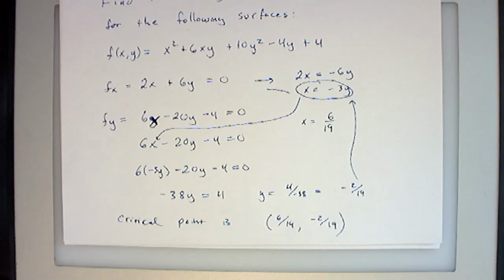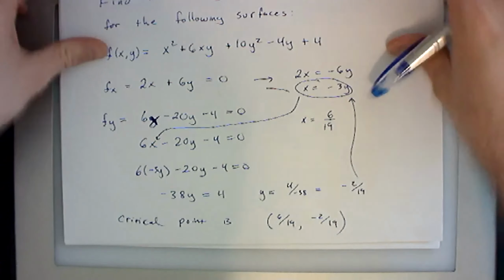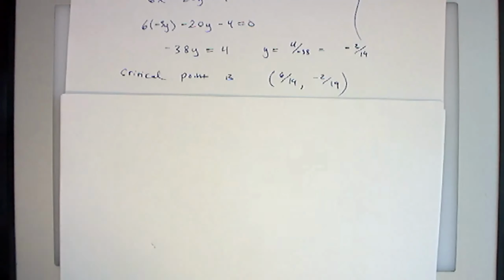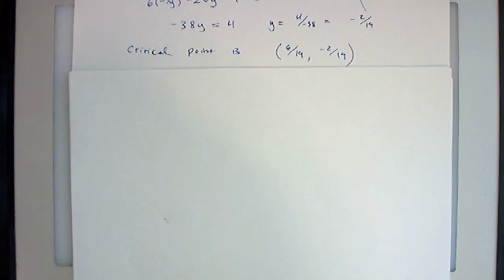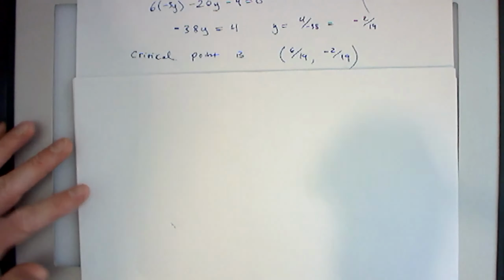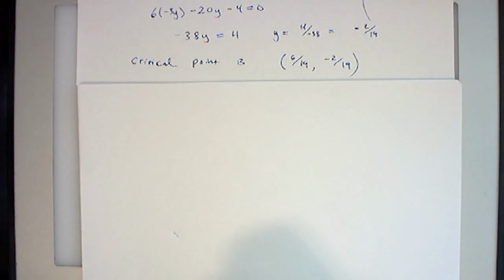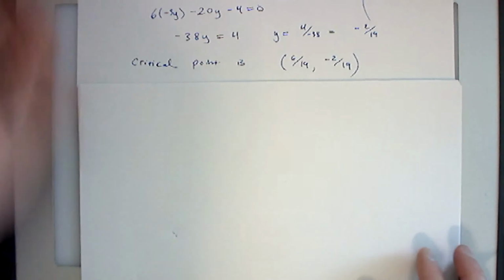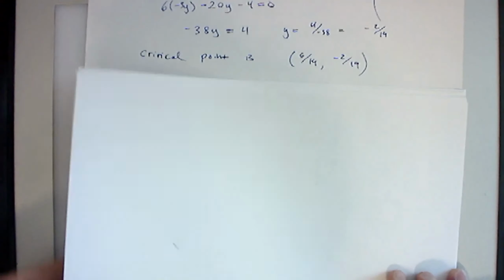And now we need to classify it. The way we do that is by finding this thing called D, which is really the determinant of the Hessian. Or it's the determinant of the Jacobian, sorry. Actually, no, it's the Hessian. Sorry, the Jacobian is the first partial, the Hessian is the second partial. Apologies. So we're going to find the second partials, all of them. So looking back up here, just so I have my fx and my fy.